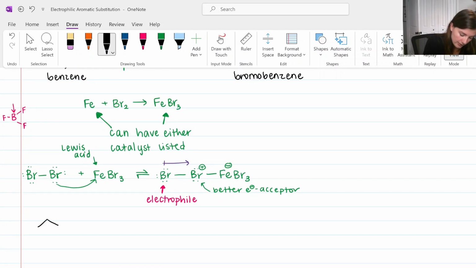All right, starting with benzene. And I'm only highlighting that one hydrogen because that's the one that will show being removed. You can do it for any hydrogen around this ring. We have that bromine complex with iron.